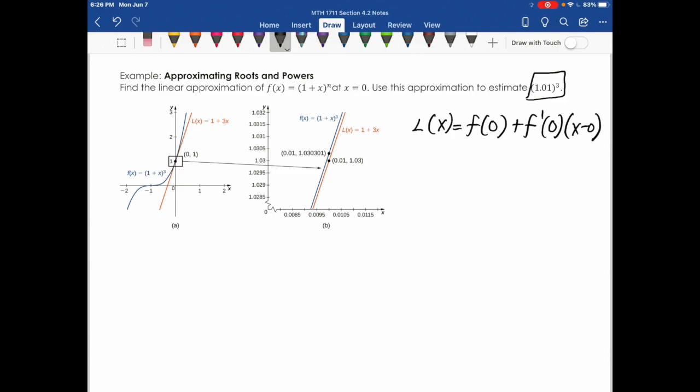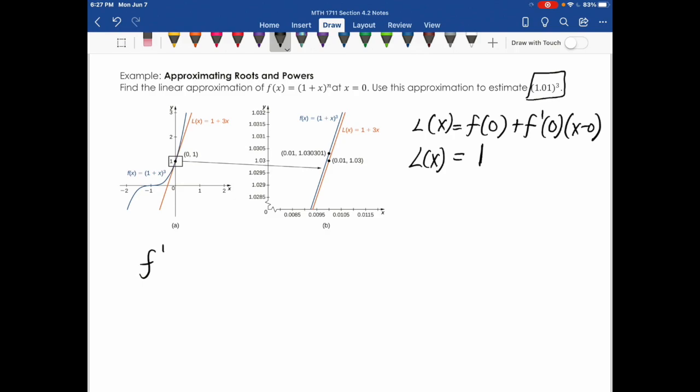So if I find f of 0, I am going to get 1. If I plug in 0 into the function f, I'm going to get 1, because 1 to any power, no matter what the value of n is going to be 1, even if it's like 1 to the 100 or 1 to the negative 5. 1 to any power is going to be 1. So f of 0 is 1.